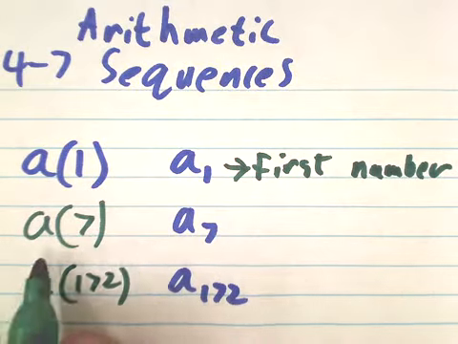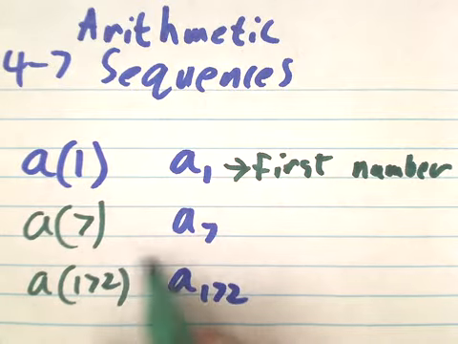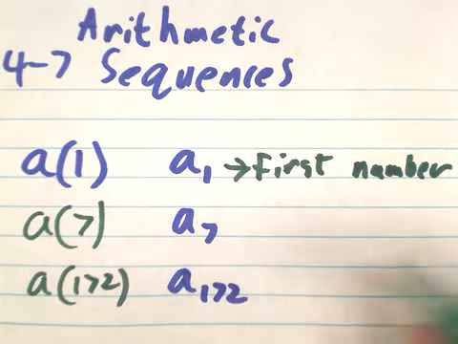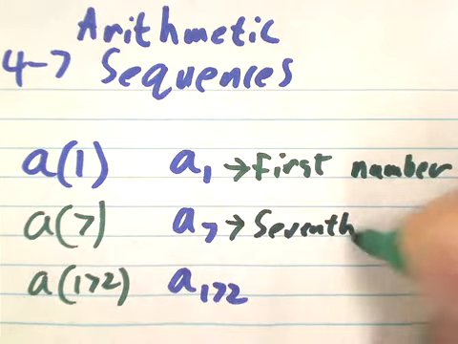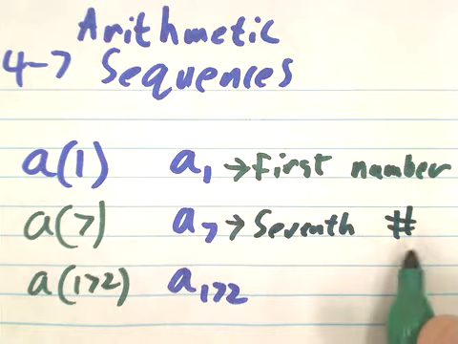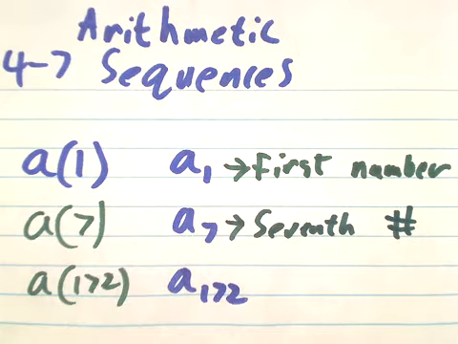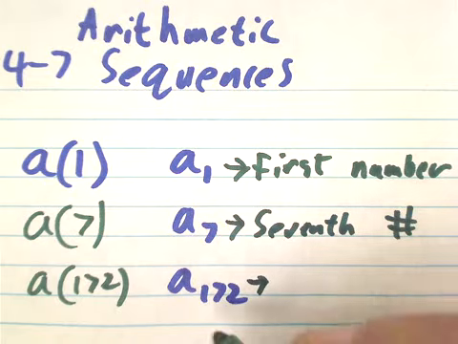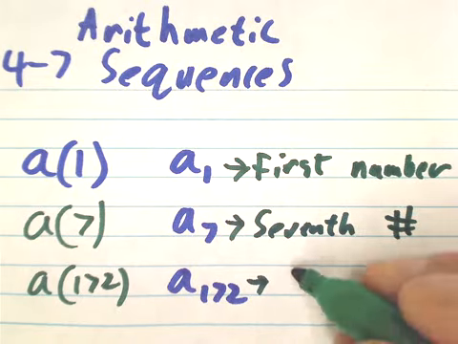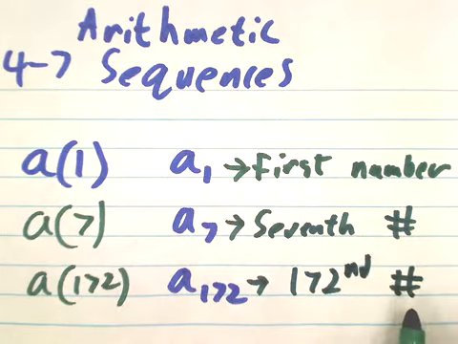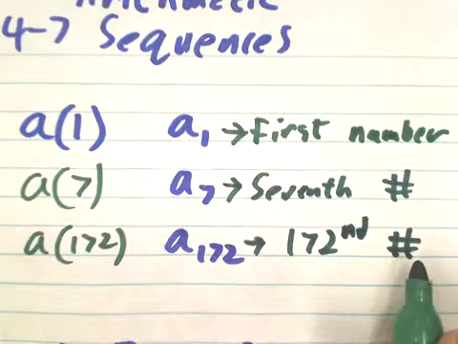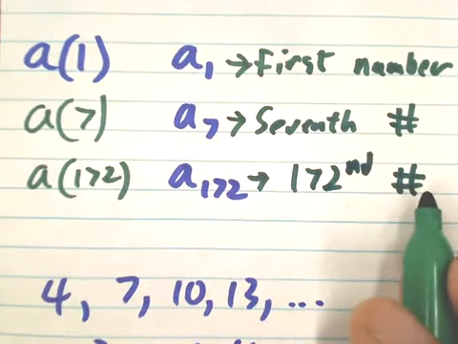And this is basically exactly what you might guess. This means the 7th number. So if I see a little a with a 7, I'm going to look for the 7th number. Sometimes we use a little pound sign for numbers, so I abbreviated it there. And guess what? a sub 172 means the 172nd number. So this notation just tells us where to look in my list.